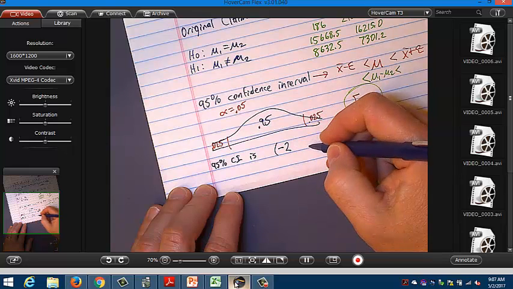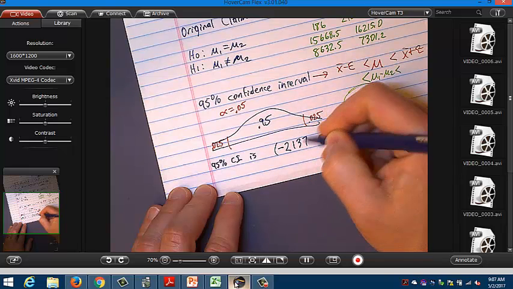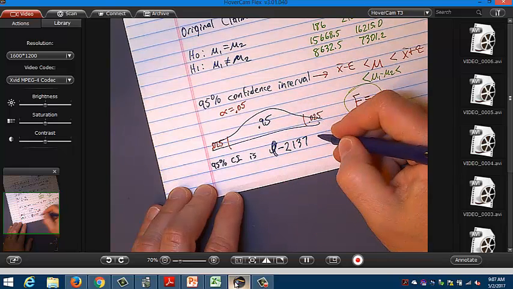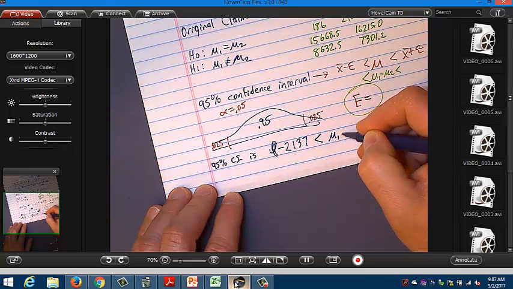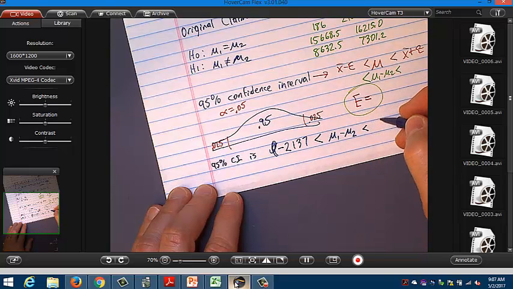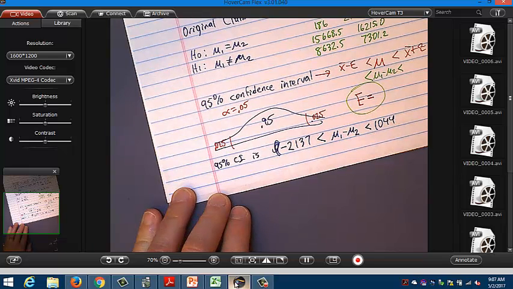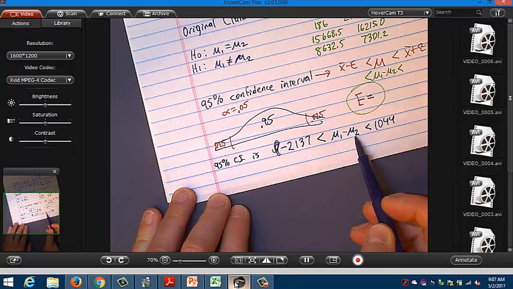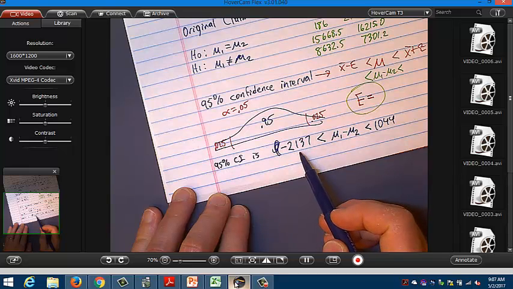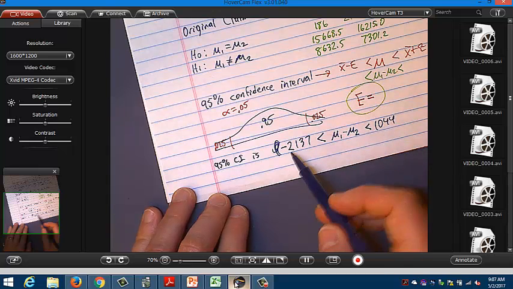2,000 something. What is it? Okay. Negative 2,137 is less than mu1 minus mu2, because that's the way we did it. And that's less than, what is it? Thank you. Okay. I'll just round to a whole number. So suppose mu1 minus mu2 is negative 2,000. That would mean that mu2 is 2,000 bigger. This would mean that mu1 is 1,000 bigger, right?